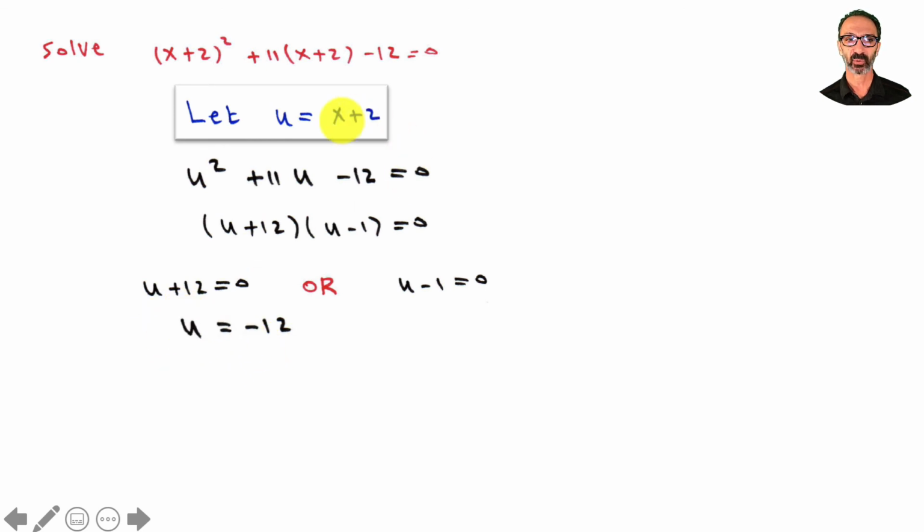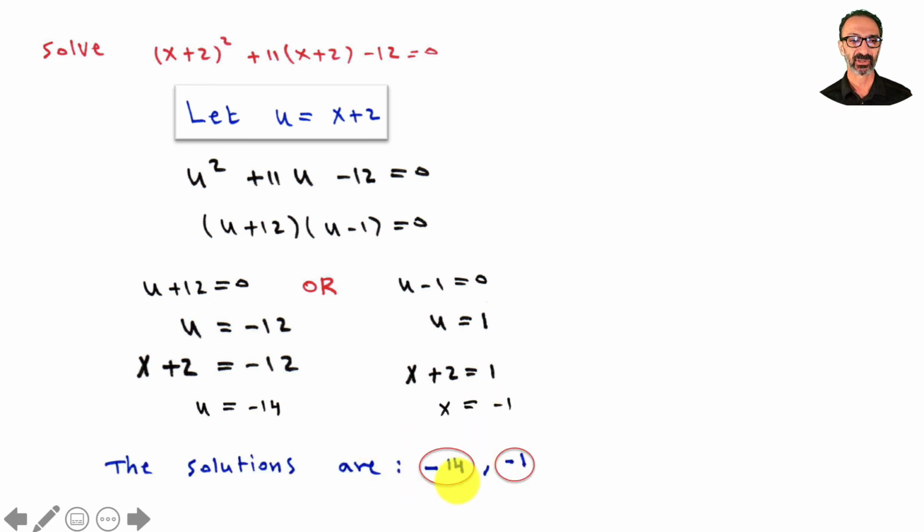Replace u with what was given or agreed on, which is x plus 2. So x plus 2 equals negative 12. Subtract 2, I get x equals negative 14. This is a typo, by the way. X equals negative 14. Let's go here. U equals 1 after you add 1. X plus 2 to replace u equals 1. Subtract 2, I get x equals negative 1. So the final answers is x, not u, of course. X equals negative 14 and x equals negative 1, and that should do it.